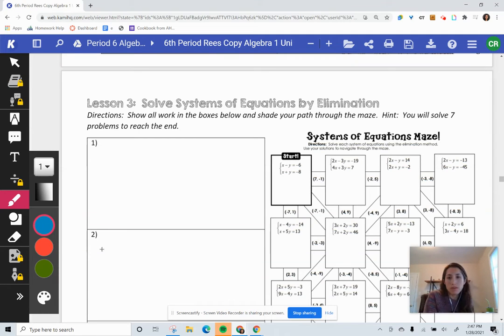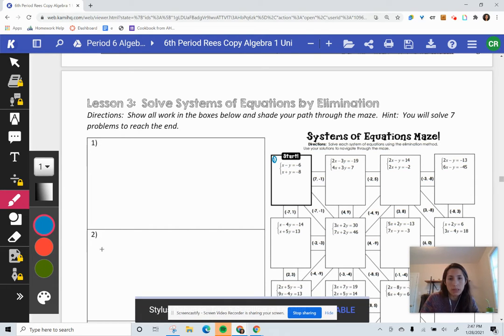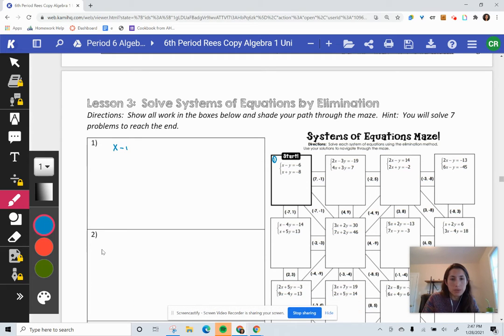Okay, so we are solving our systems of equations here with elimination. The first problem that we're starting with is this problem here. This is number 1. So I'm going to go ahead and write down the problem. We have x minus y equals negative 6, and then we have x plus y equals negative 8.